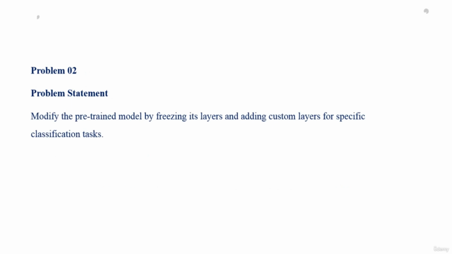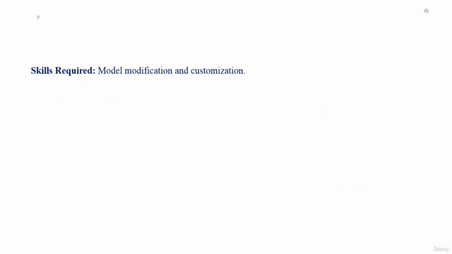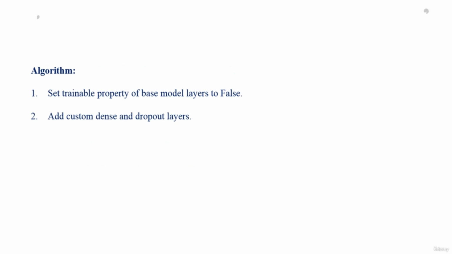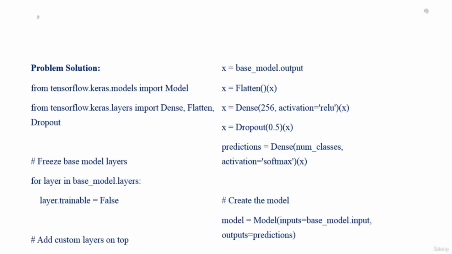Problem 02. Problem statement. Modify the pre-trained model by freezing its layers and adding custom layers for specific classification tasks. Skills required: model modification and customization. Instructions. Freeze the layers of the pre-trained model. Add custom layers on top of the base model. Algorithm. Set trainable property of base model layers to false. Add custom dense and dropout layers. How code is working. The pre-trained layers are frozen to retain learned features, while new layers are added for the specific classification task. A new model is created with these modifications.